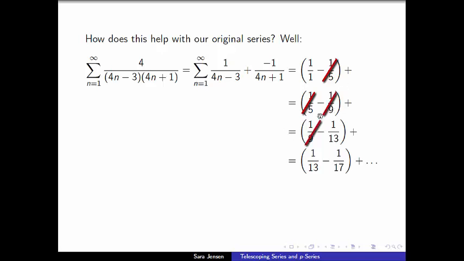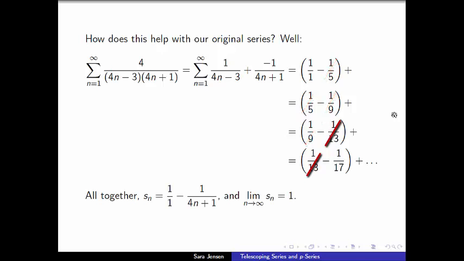So these terms cancel. That pattern repeats until I obtain a formula for the nth partial sum of this series as 1 minus 1 over the quantity 4n plus 1. And again, taking limits as n approaches infinity, I'm able to find the limit of this partial sum.